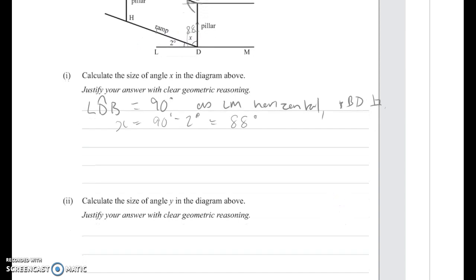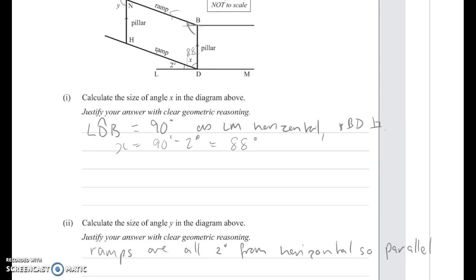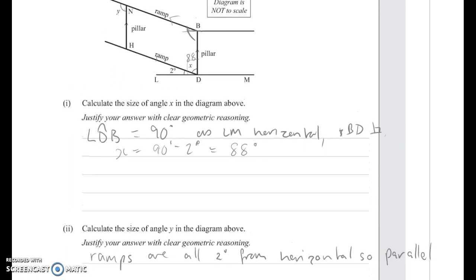So ramps are parallel from horizontal. So parallel. Just writing it down that I know that, so that I'm not just using a random fact that I've made up. We have actually been told that they are parallel in a not very obvious way.